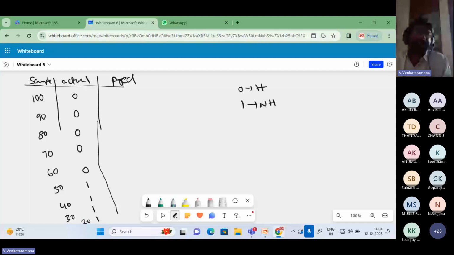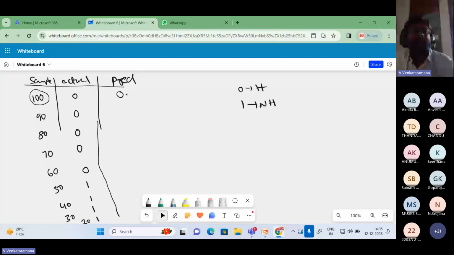Now, what is your model predicting? Let us assume I take one logistic regression model or decision tree model or ANN model, some model I'm considering. That model is able to predict whether the battery is healthy or not. Now I gave the battery state of charge as 100%. Then the model is predicting a 0. That means healthy. 0 means healthy. 1 means not healthy. So positive means unhealthy, negative means healthy.